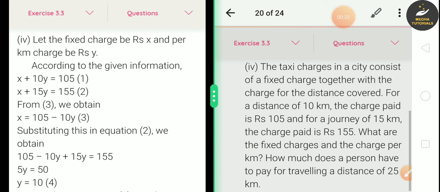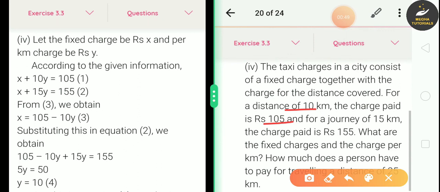Okay, so first assume the fixed charge be rupees x and the charge per kilometer is rupees y. So from the first condition we can write x plus 10y is equal to 105, equation 1, and from the second condition we can write x plus 15y is equal to 155, equation 2. So from equation 1 we can write x is equal to 105 minus 10y, that is equation 3.